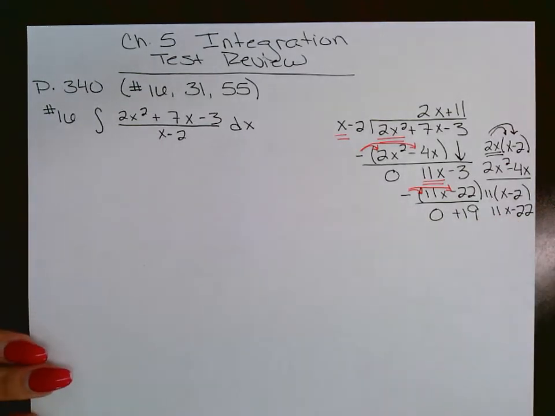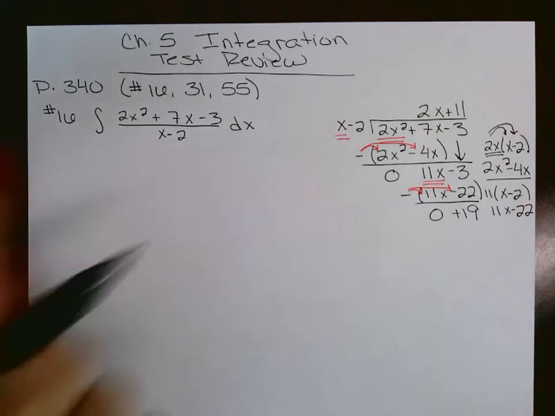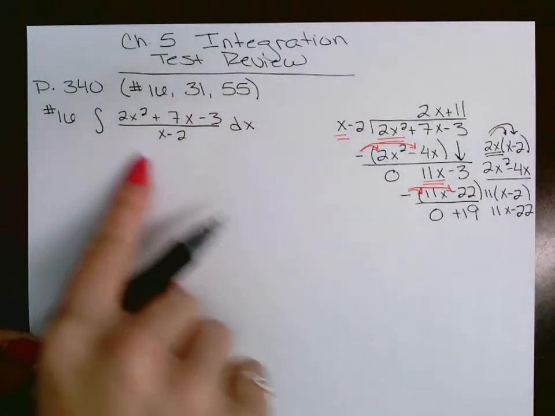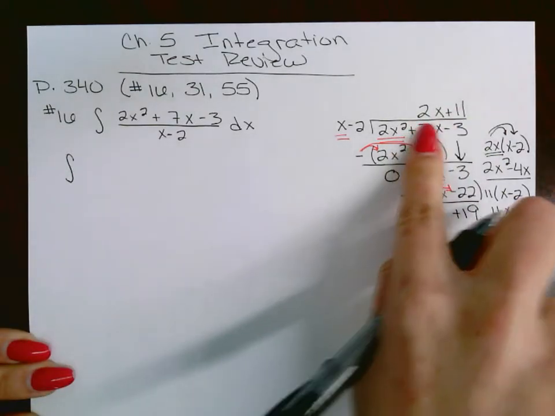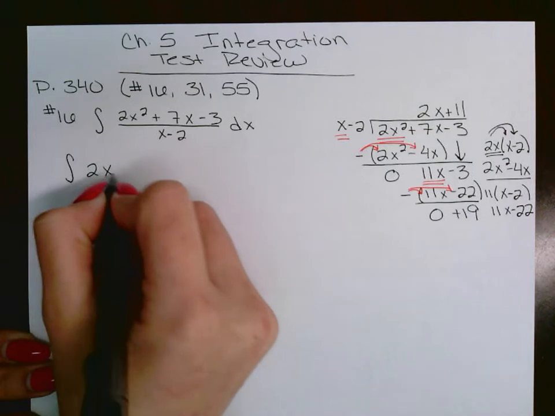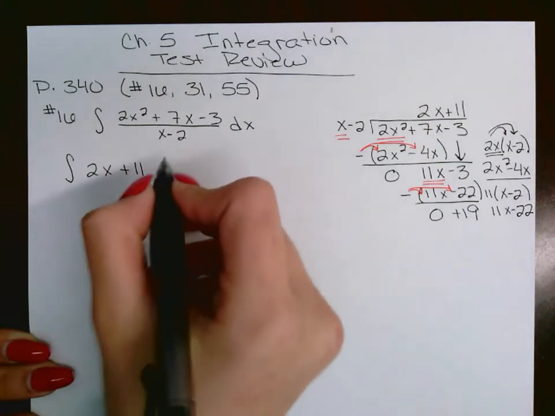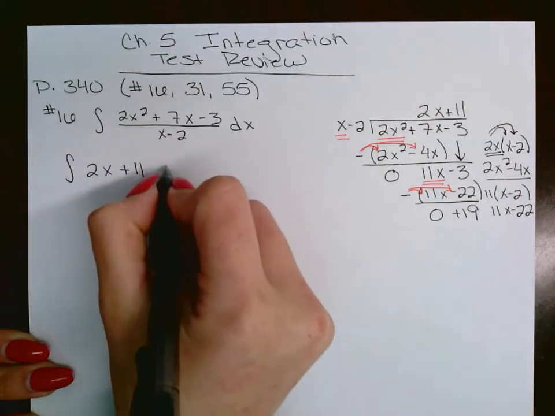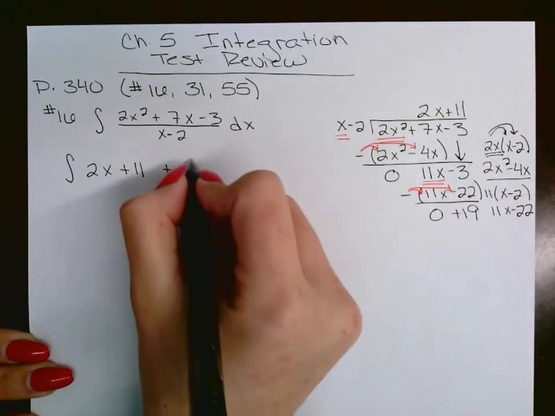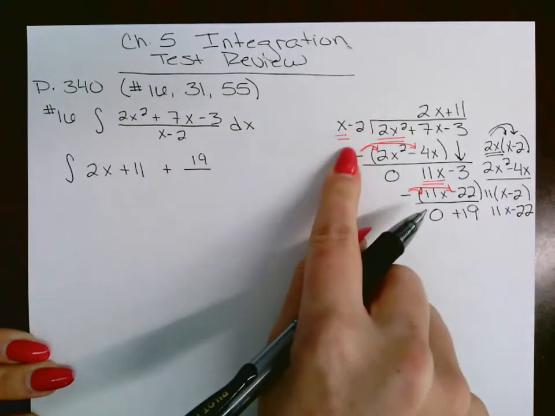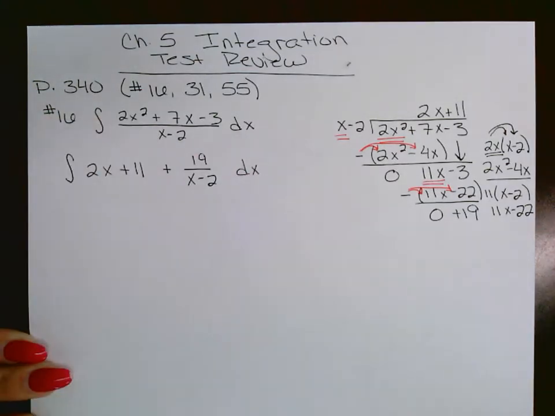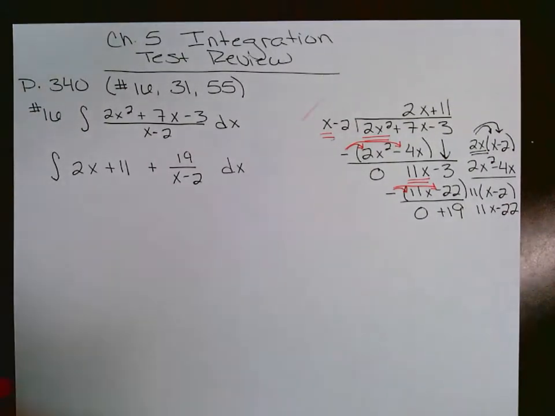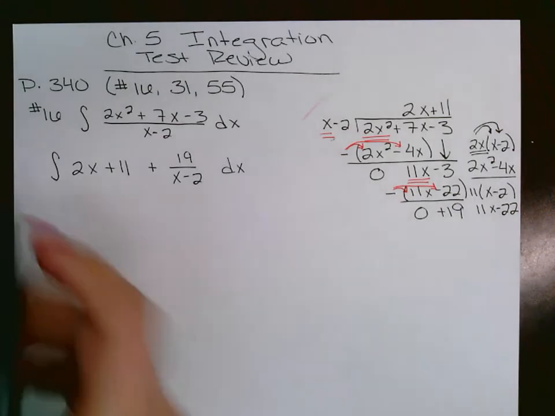Okay? Now, what does this long division mean? I still need to integrate the answer of this division. So what I'm really working with is the integral of the answer, which is 2x plus 11. And then I have a remainder, so I need to say plus the remainder, which was 19, over what I was dividing by. So now that I have this set up, I need to do the actual integral.